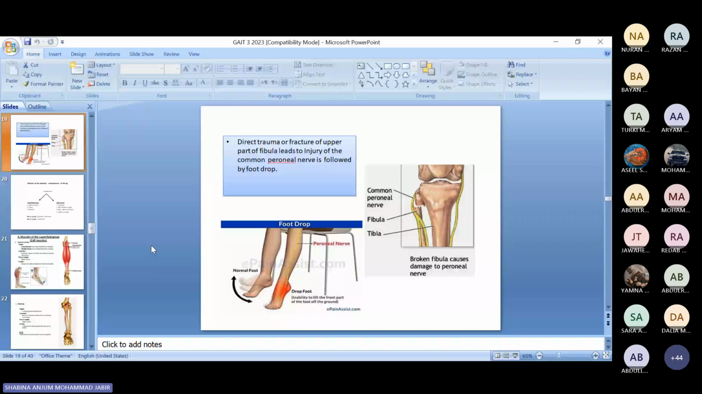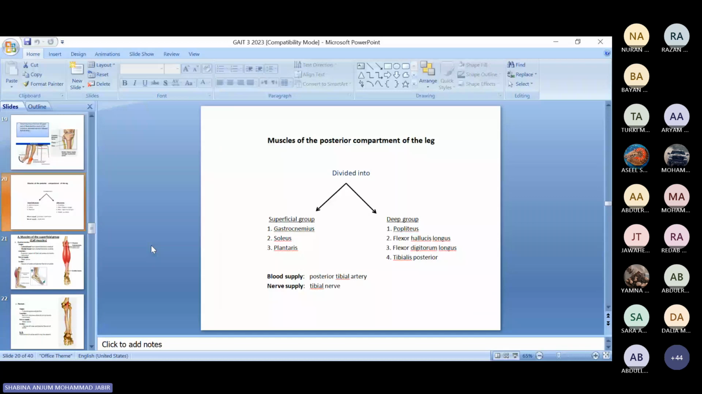Then what are the muscles of the posterior compartment? In the posterior compartment, we have some more muscles, some superficial and some deep. In the superficial group, you have the gastrocnemius, soleus, and plantaris. In the deep group, you have popliteus, flexor hallucis longus, flexor digitorum longus, and tibialis posterior. All these muscles will be supplied by what? By the tibial nerve.